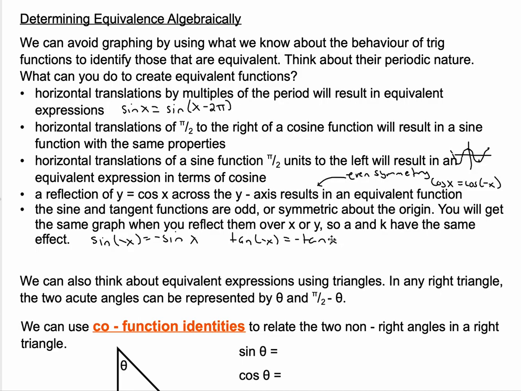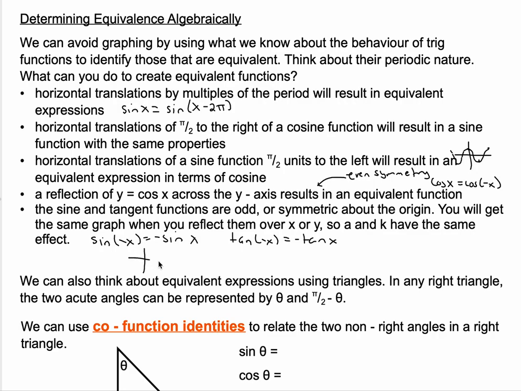Okay, and that's going to come in handy when we're doing identities, because that way you can rewrite something that has a negative in it with the negative outside, or as a positive, and it's going to help you to prove that sides are equal and things like that. But this all makes sense because of transformations.